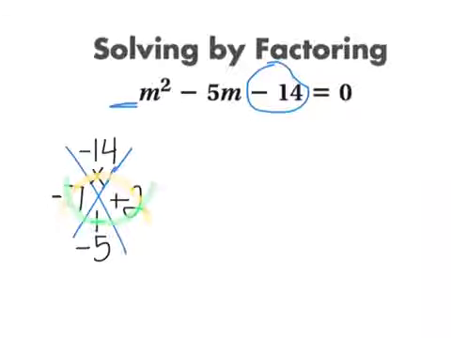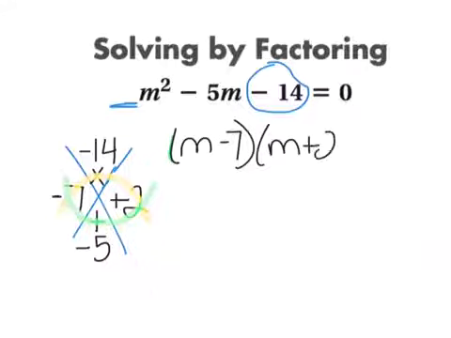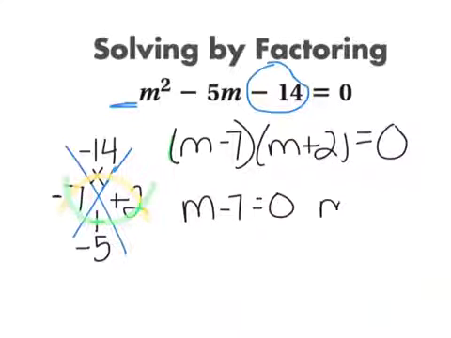So my equation, instead of being written as a trinomial, becomes the quantity m minus 7 times the quantity m plus 2 equals 0. And now we're back to the same type of problems I just did. So what I do is set each of these equal to 0: m minus 7 equals 0, and m plus 2 equals 0. Solve each of those equations.